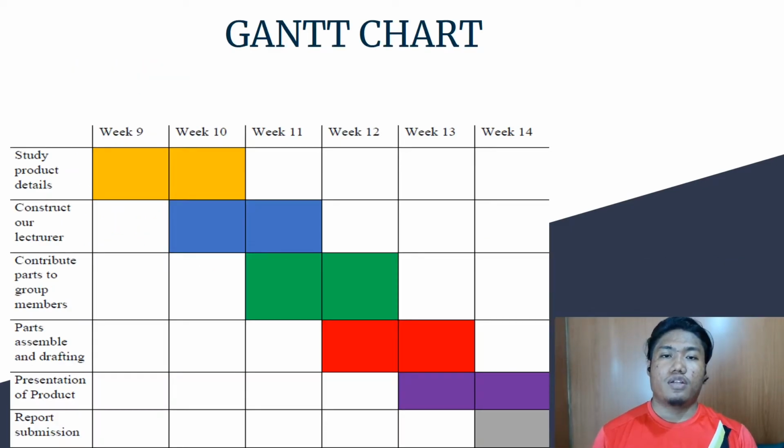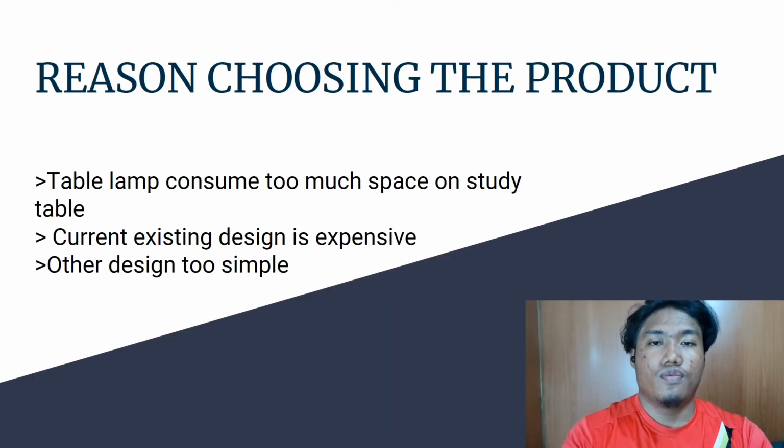To keep our project on track, in week 9 to week 10, we study the product details. In week 10 to week 11, we construct our lecturer. In week 11 and week 12, we distribute parts to the group members. In week 12 to week 13, we assemble the parts and do drafting. In week 12 to week 13 to week 14, presentation of the product. And lastly, report submission.